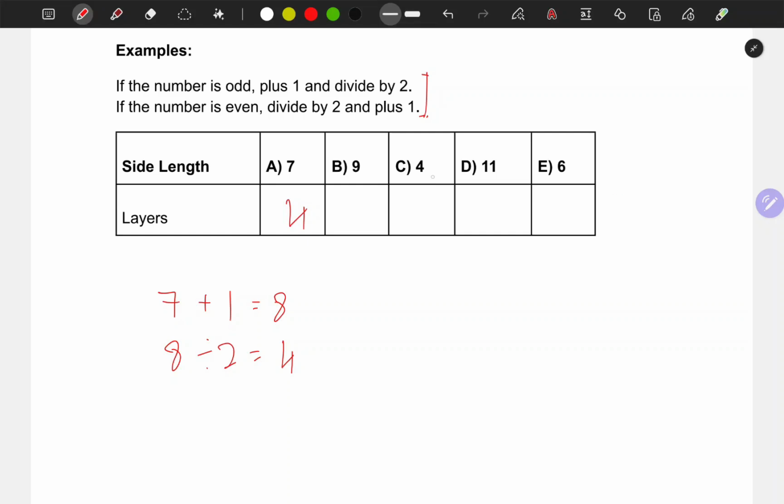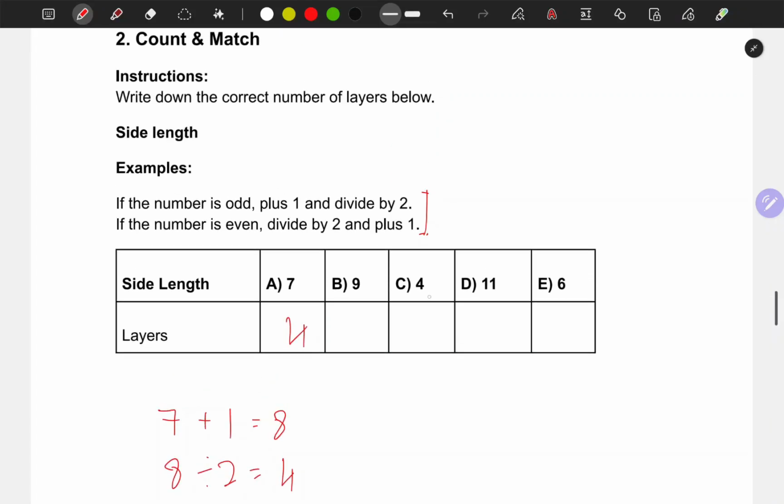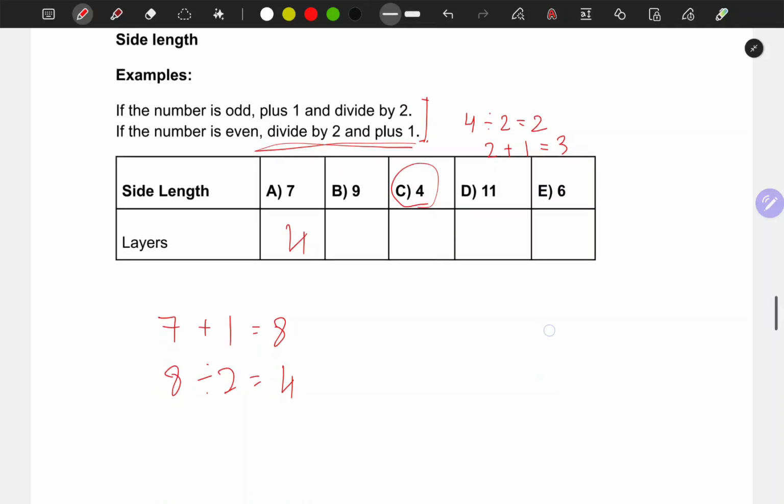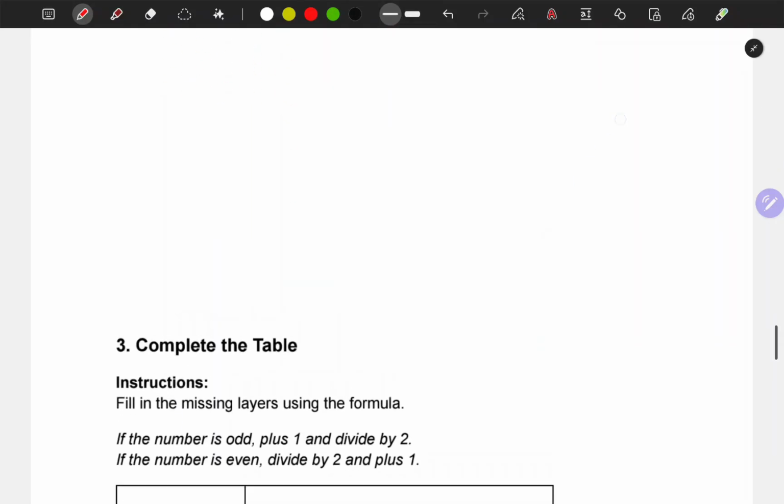I want you to do that for all of these. When you encounter an even number, make sure to use the even formula, which is this one right here. We divide by 2 and plus 1. So 4 divided by 2 is 2. Let's write it down. 4 divided by 2 is 2. 2 plus 1 equals 3. Right, perfect. Good. Great. So we'll continue over here.